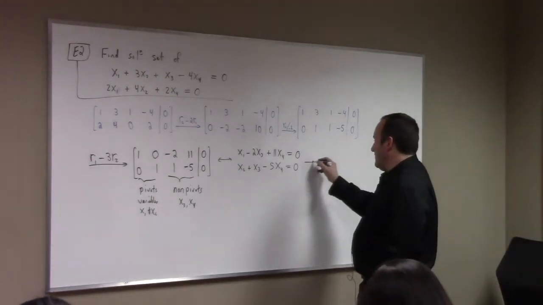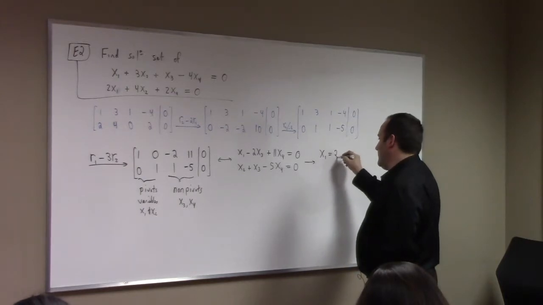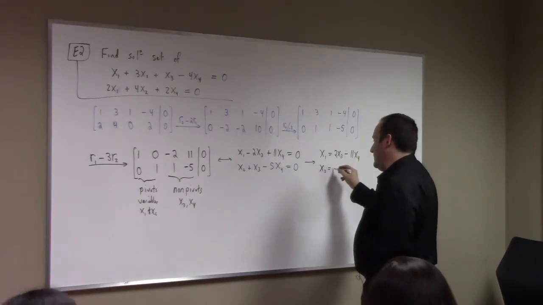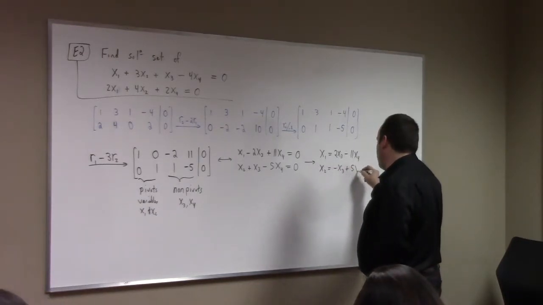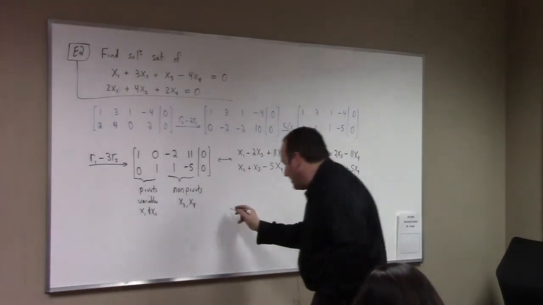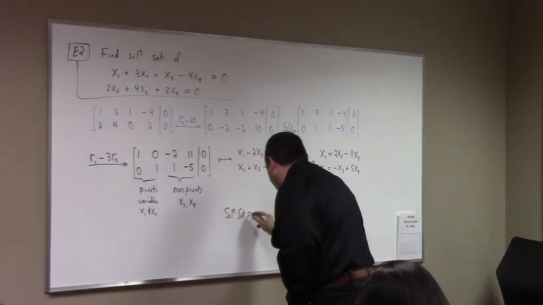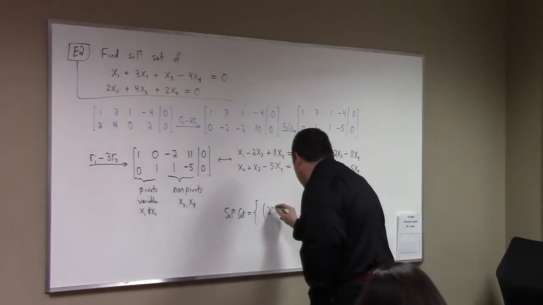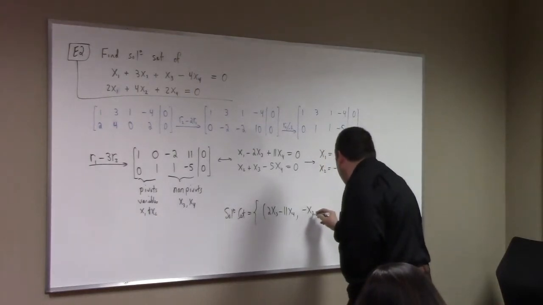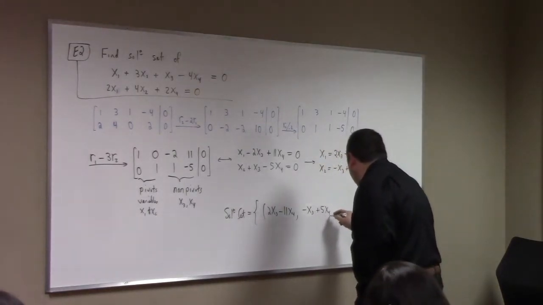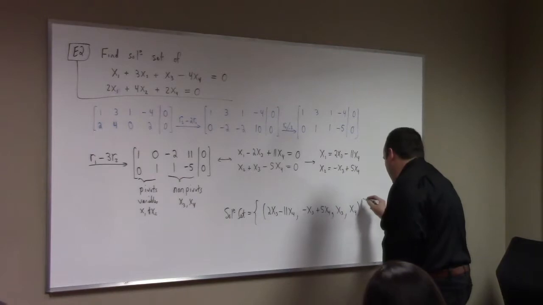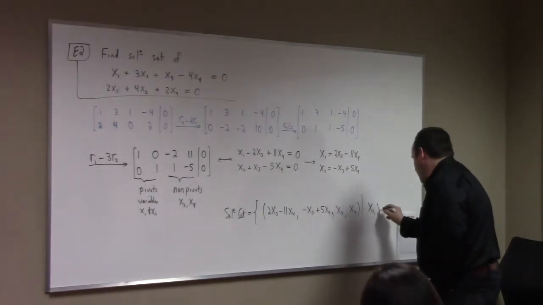So just to clean it up one more step here, x1 is equal to 2x3 minus 11x4, and x2 is minus x3 plus 5x4. So what's my solution set? Let me write it down. We got ourselves 2x3 minus 11x4, and then minus x3 plus 5x4, comma x3, comma x4, such that x3 and x4 are where?